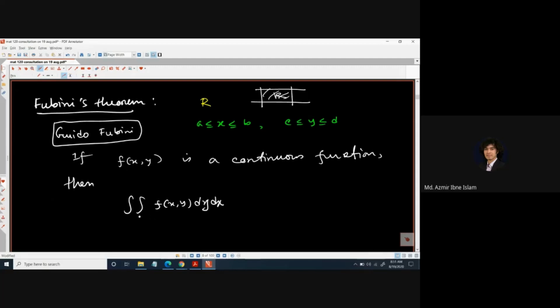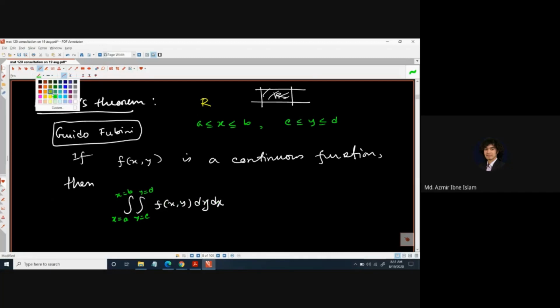You have to understand this part: at first we have dy. So for the second integral, the limits will be for y, y equal to c, y equal to d, and finally we have dx, so the first integral will be x equal to a, x equal to b. So this is actually giving us the volume.